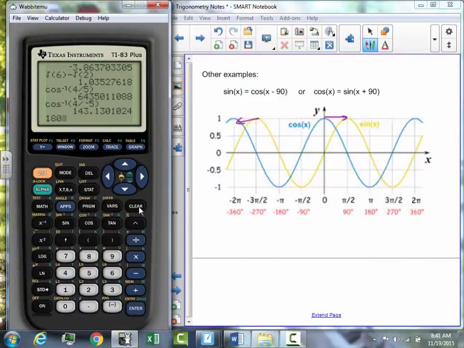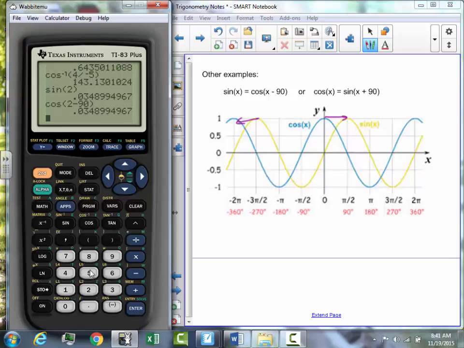So, give me a number for x. Sure. I don't even care whether it's in radians or degrees, it shouldn't matter. So I'm going to find the sine of 2. And then I'm going to find the cosine of 2 minus 90. That should be the same. I don't care what number you pick. Literally, this is true for every number.